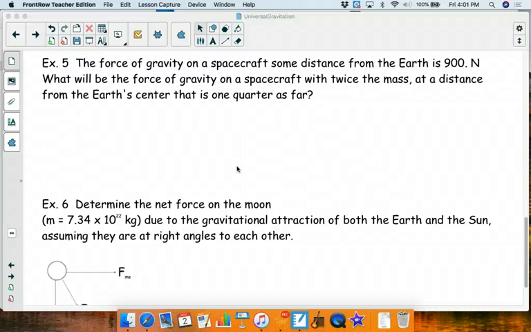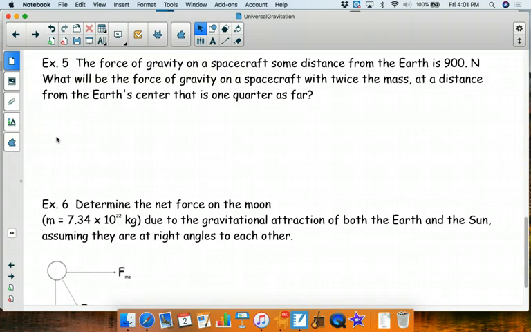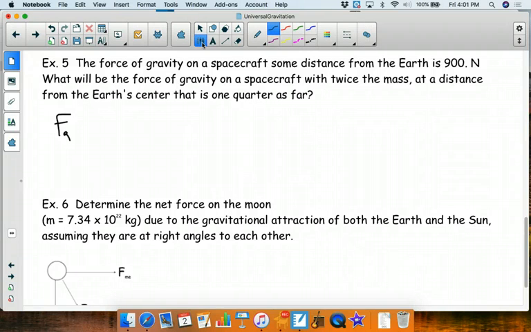For number 5, the force due to gravity is 900 newtons, which is G times the mass of the spacecraft times the mass of the Earth all over the distance between them squared. And then we're told, what will be the force on the spacecraft with twice the mass, at a distance from the Earth's center that is 1/4 as far? So that is what we're looking for.